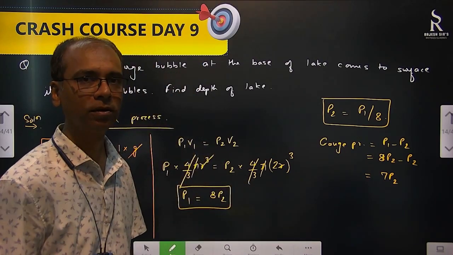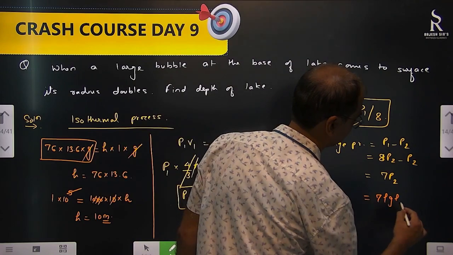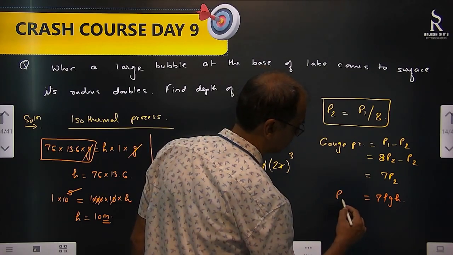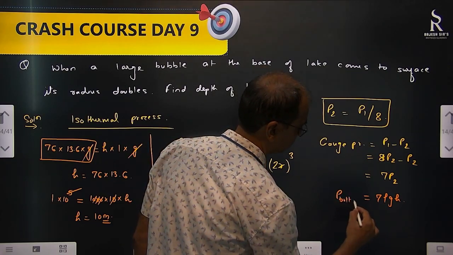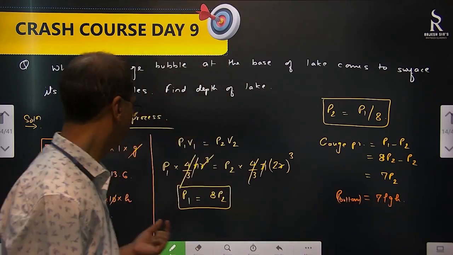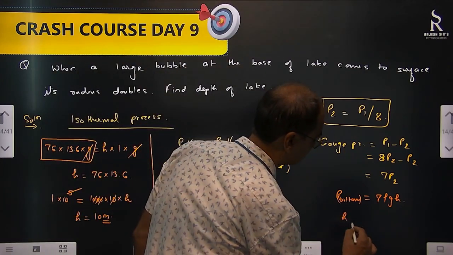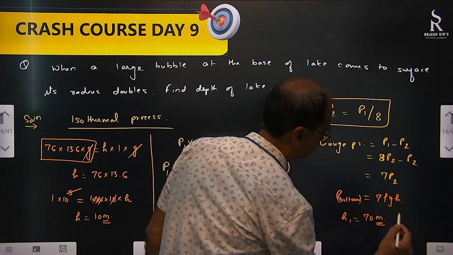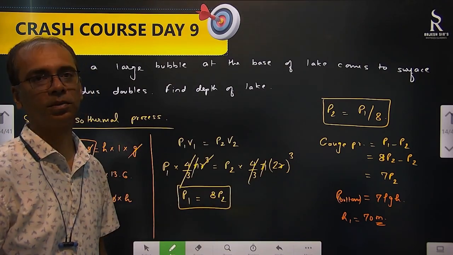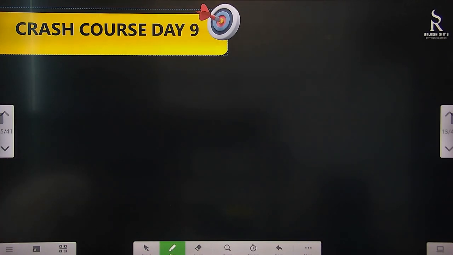Correct. So what will be the height? 7 rho gh is equal to the gauge pressure at the bottom. Rho g will cancel. It will become 7H, and H is actually 10 meters. So approximately 70 meters. So the height will come as 70 meters, where pressure will be 8 times the atmospheric pressure. Right. What next we can do?